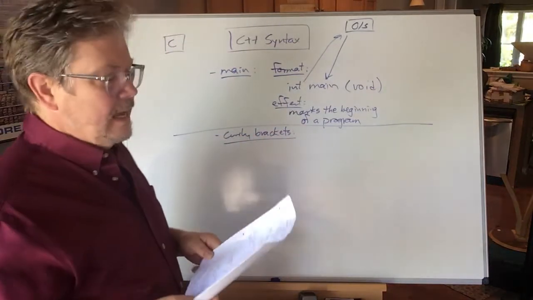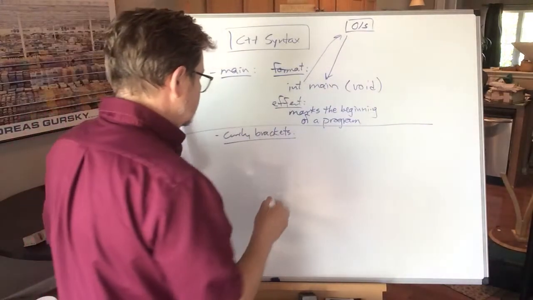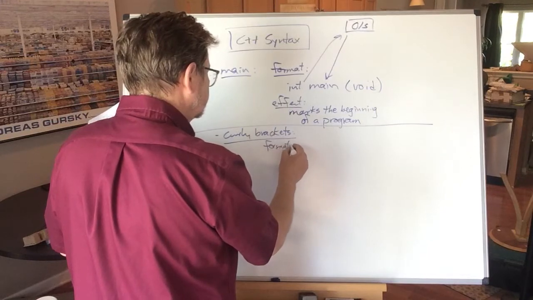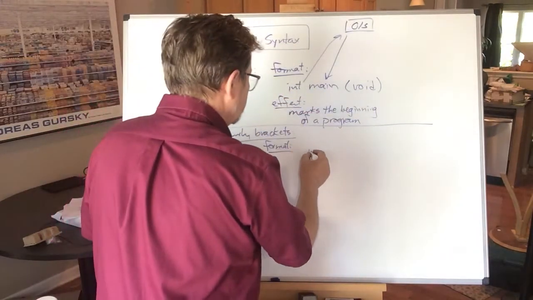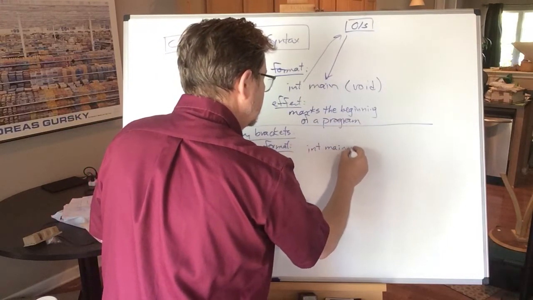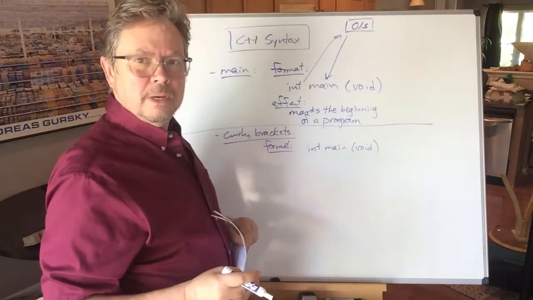It's easy to say, but for me, it's kind of hard to draw. Curly brackets, the format for this. You know what, I'm going to keep my int main void statement because it's an integral part of that, at least in this example. Int main void, those are not curly brackets. Here are the curly brackets.